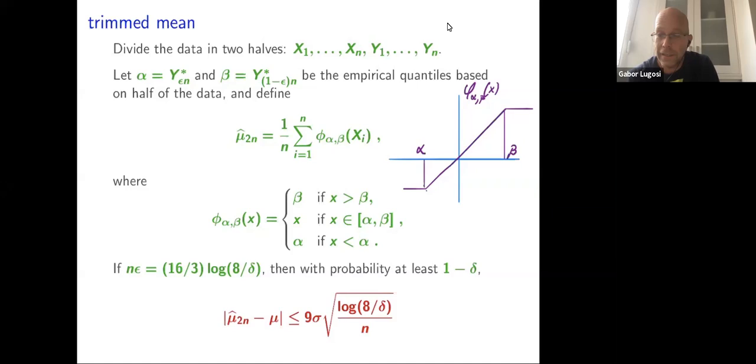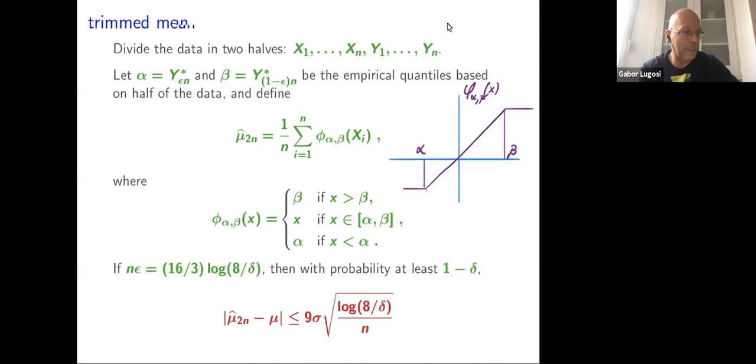So on the first half of the data, we estimate the epsilon and the one minus epsilon quantiles, and we just take all the points that are in between them and take the empirical average. Okay, and the simple inequality is written here, that this estimator is also sub-Gaussian. Okay, exactly in the same sense as the previous one. Okay, we get sigma times root of log 1 over delta over n. All right, so here's the proof.